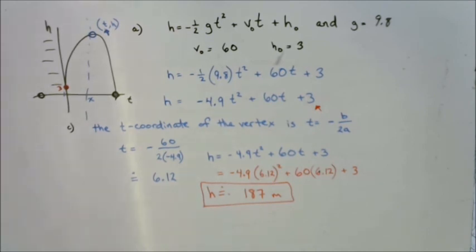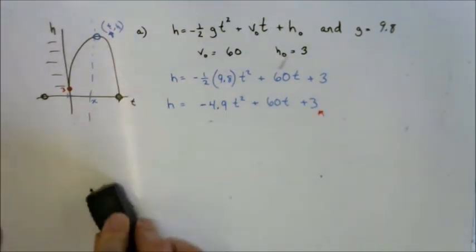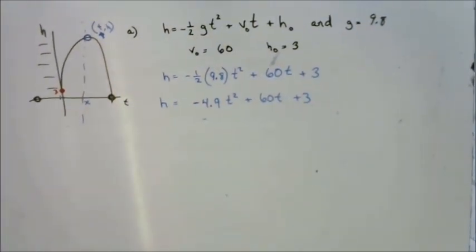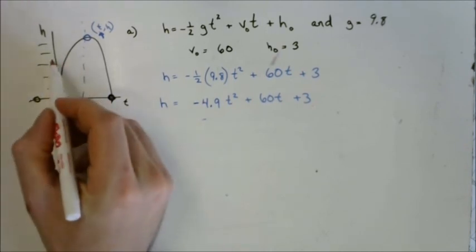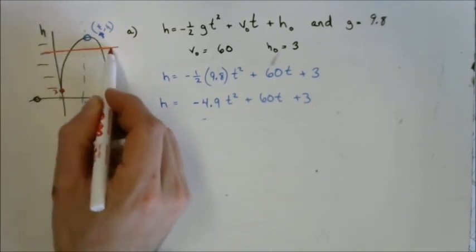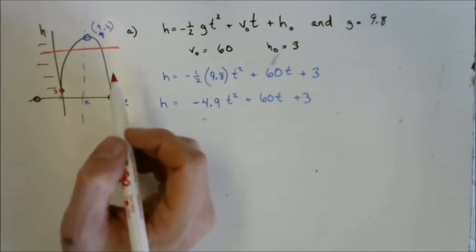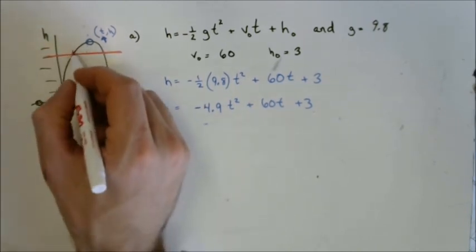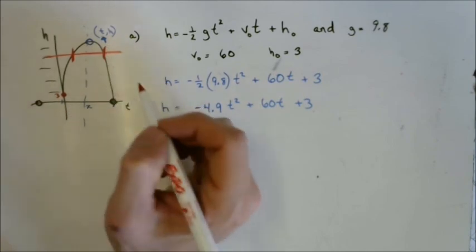Okay, the last question is a little bit tougher. I'm going to erase what I have here. And the last question says, okay, that's great, we know the max height, we know how long it's in the air, we know when it hits the ground, but what I want to know is, for how long is it higher than 150 meters?